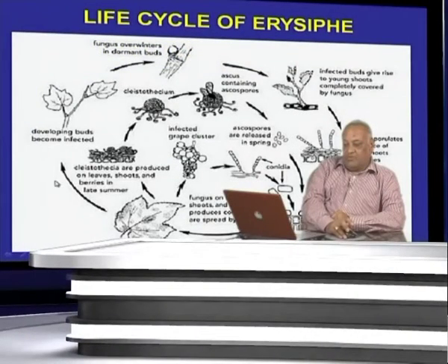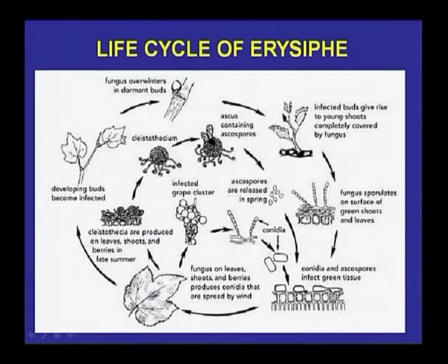Here in the asexual phase, the developing buds become infected with the powdery mildew fungus, and the fungus overwinters in the dormant buds here, and the infected bud gives rise to young shoots. This is completely covered by the fungus. Then the fungus sporulates on the surface, and they infect the plants.